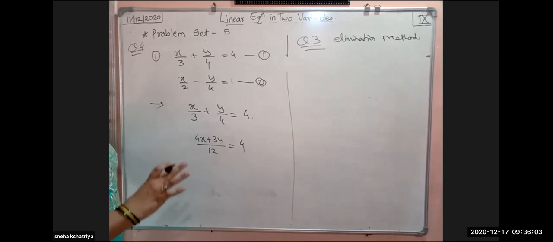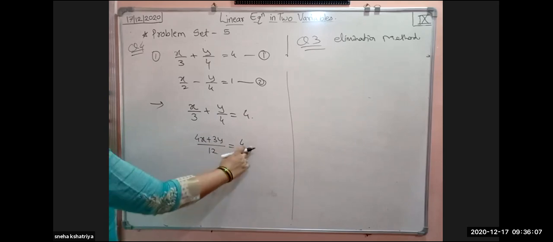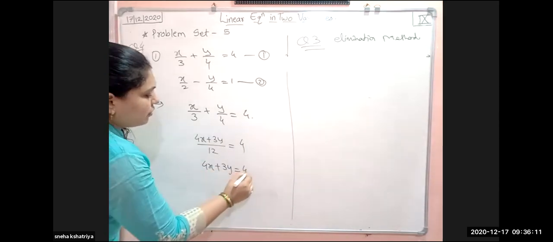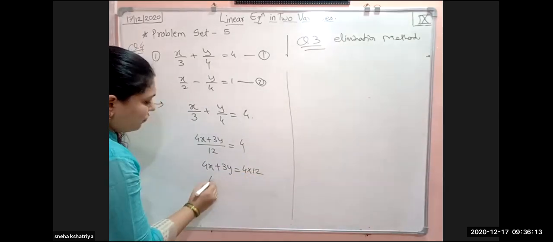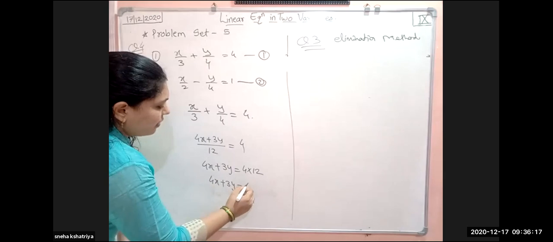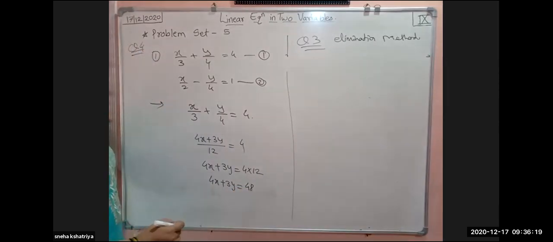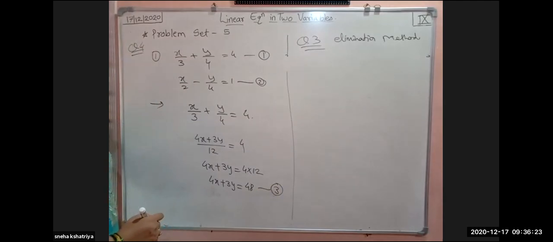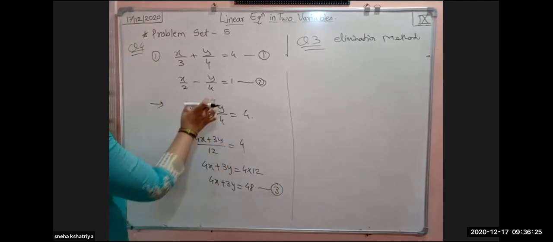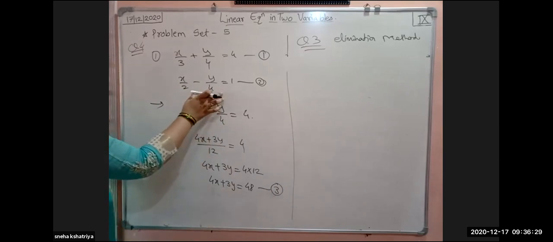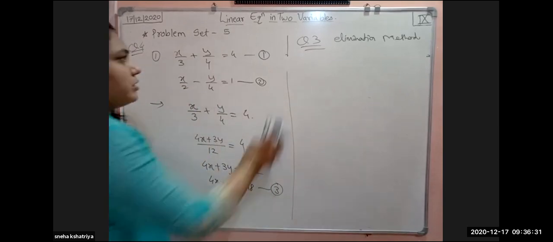Okay, simply cross multiply and take the LCM. 12 multiplies 4. So 4x plus 3y is equal to 4 into 12. So 4x plus 3y is equal to 48, since 12 fours are 48. Now this is your equation number 3. From equation 1 we formed equation 3. Similarly, from equation 2 we are going to form the next equation.